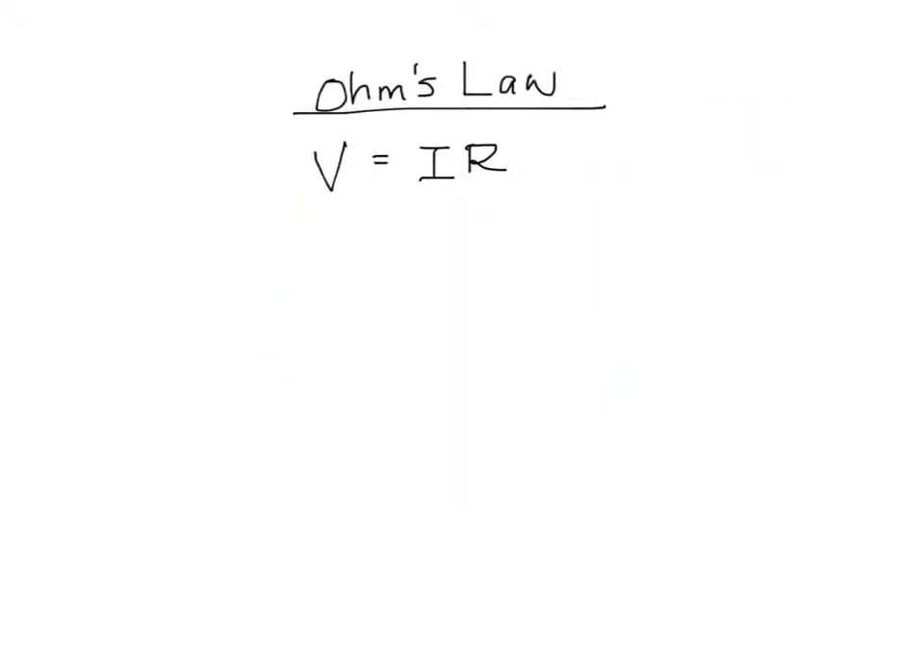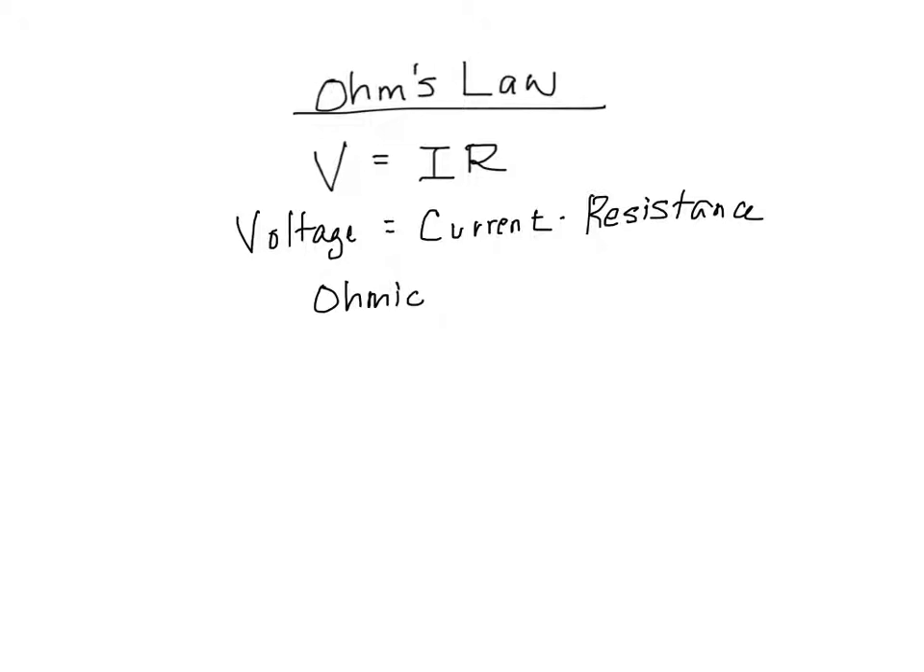Ohm's law is basically V equals IR. V is the voltage of the battery, equals I, which is current, times resistance. Okay. Not all resistors follow Ohm's law, only resistors that are ohmic follow Ohm's law. Let me just note, ohmic resistors.